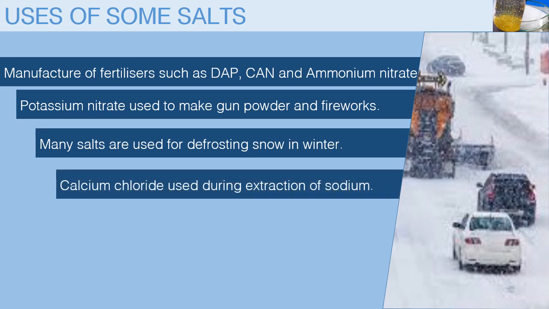Calcium chloride is used during the extraction of sodium. This one is also an impurity that is added to molten rock salt in order to reduce its melting point and therefore reduce the amount of heat used during the process, saving a lot of money.